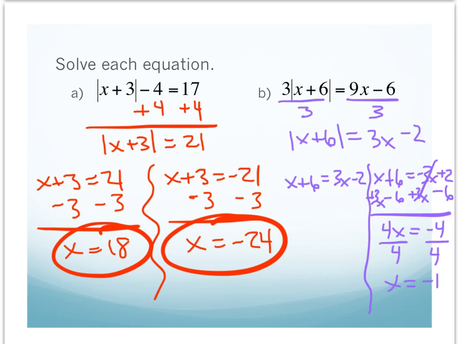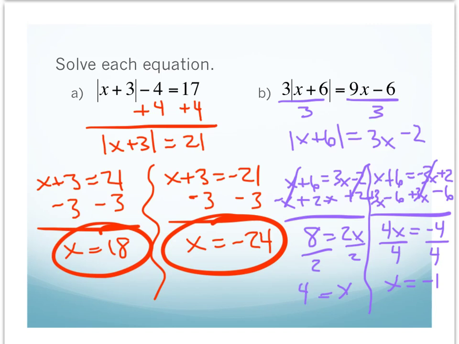And if I do it on the right, or sorry, the left side, I'm going to do it a little bit differently. I'm going to add 2, and subtract x. That's going to eliminate x from the left side, and it's going to eliminate the negative 2 from the right side. And I end up getting 8 is equal to 2x divided by 2. X is equal to 4.